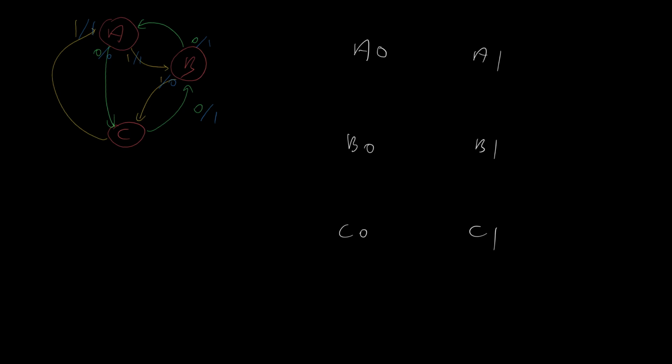Because it's a Moore finite state machine, I need to put the outputs everywhere, but by convention, the output is just given by the second number in my state, like this.